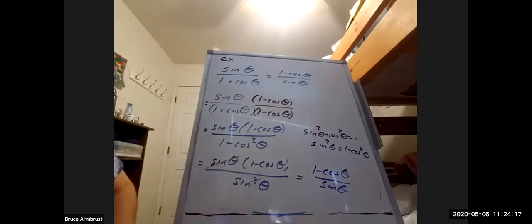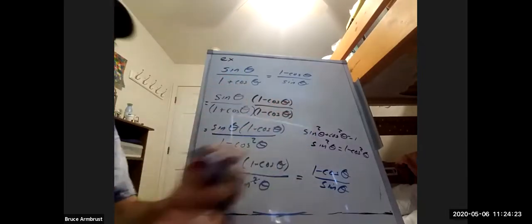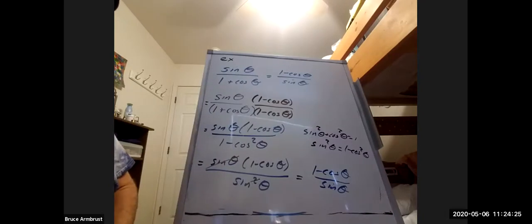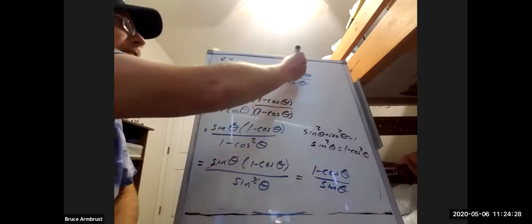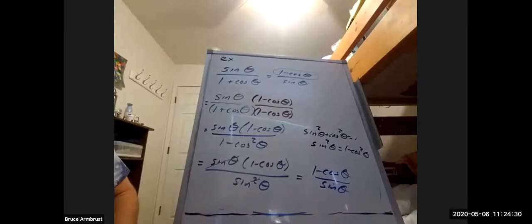And the next thing you know, it worked. So the miracle isn't a miracle, it's paying attention to what you need. I wanted a 1 minus cosine. So I put it in.